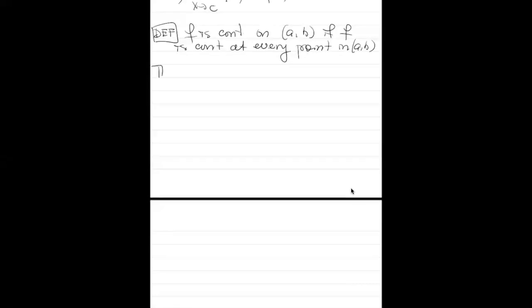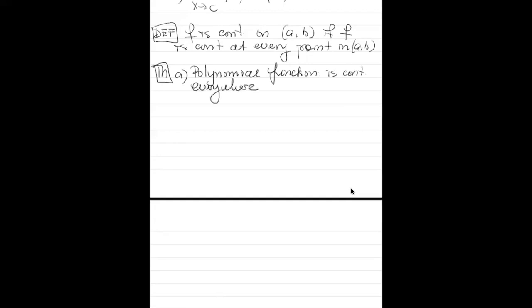Now, here's a very important theorem that can help things. Part A, polynomial functions such as x, x squared, x to the third, and so on. So a polynomial function is continuous everywhere.